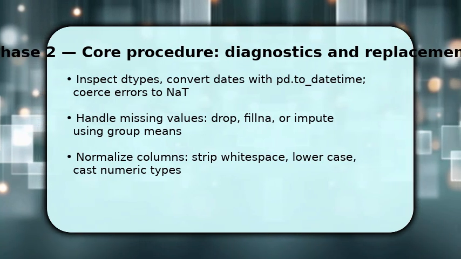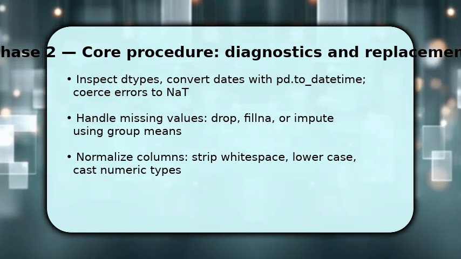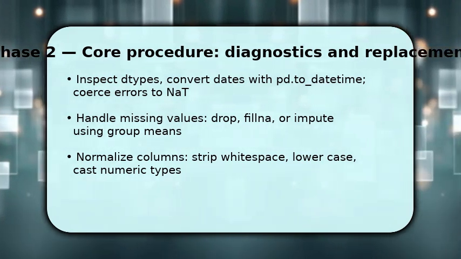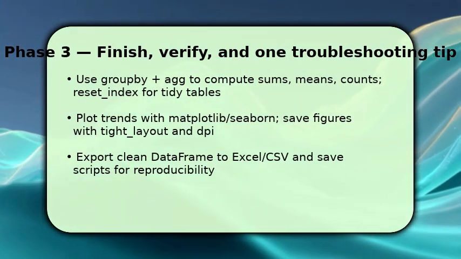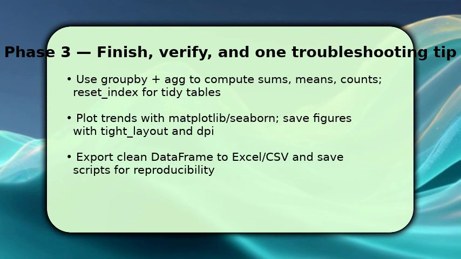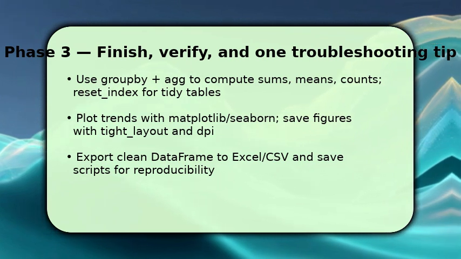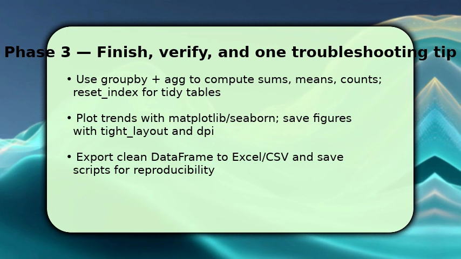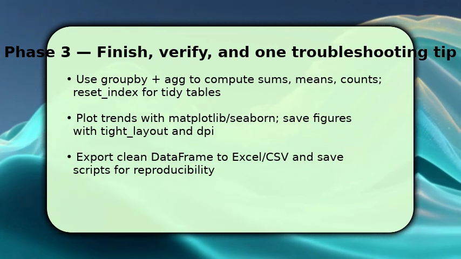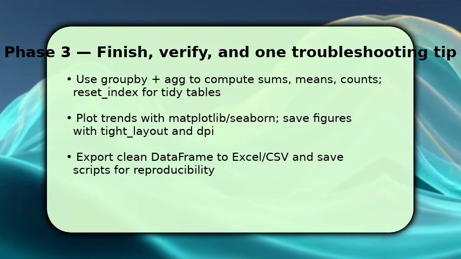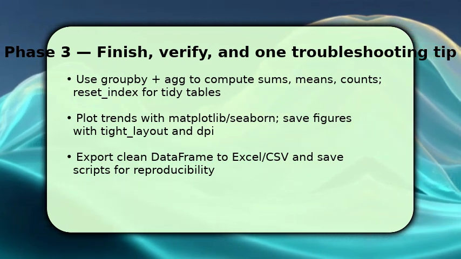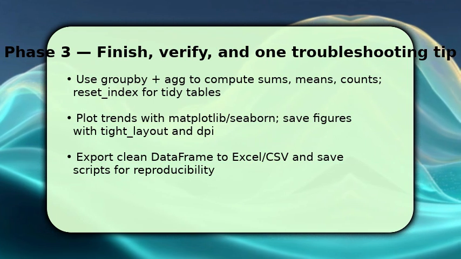You finish by summarizing and saving results so others can reuse them. Use df.groupby with .agg, like sum or mean, to create summary tables, then reset_index for tidy output. For visuals, call Matplotlib or Seaborn to plot trends and distributions, label axes, and save figures at high DPI. When everything looks right, export clean data with df.to_excel('clean.xlsx', index=False) or to CSV.